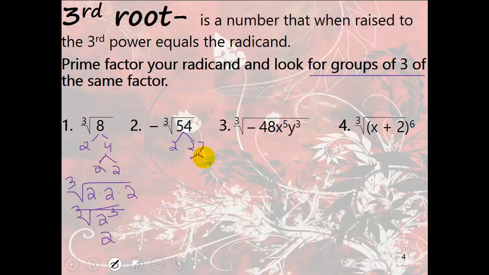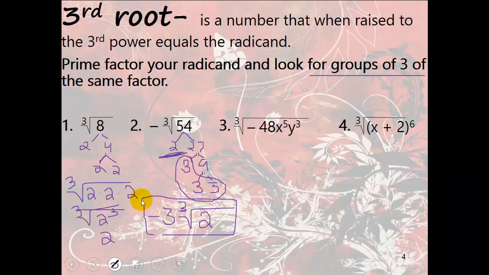And then I'm going to divide by 3. And look, I have a group of 3 3s. Okay, 3 3s. So this is going to come out in front because that's the cube root of 3 cubed. So I'm going to have the opposite of 3. And then I'm going to have under the cube root symbol the factor that's left over. So the opposite of the cube root of 54, simplified, is the opposite of 3 cube root 2.